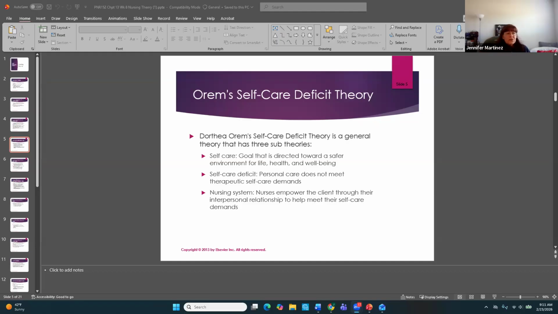Dorothea Orem's theory is also concerned with growth and development needs, as well as the physiologic and the psychological needs of the client. And so that's how we use our nursing process. And then we choose those individualized interventions so that we can help the clients meet their outcomes.